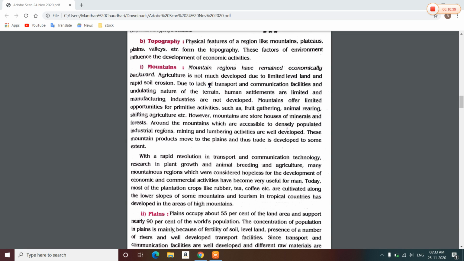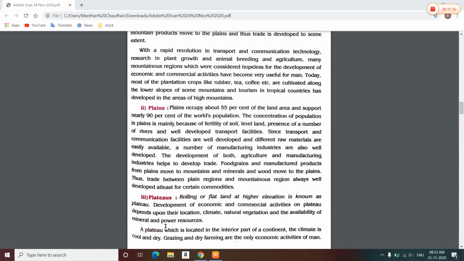So mountainous areas, we can't say economically backward, but economic activities are very less developed in the mountainous areas. But tourism and some adventurous activities are well developed in the mountainous areas. Now let us talk about plains.